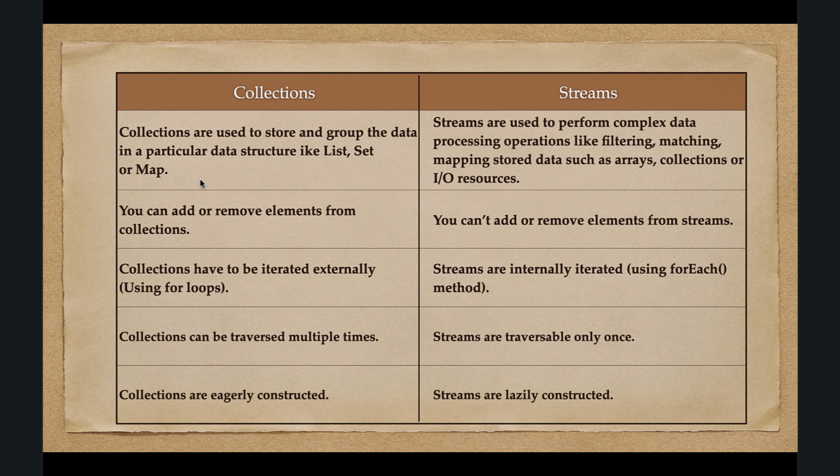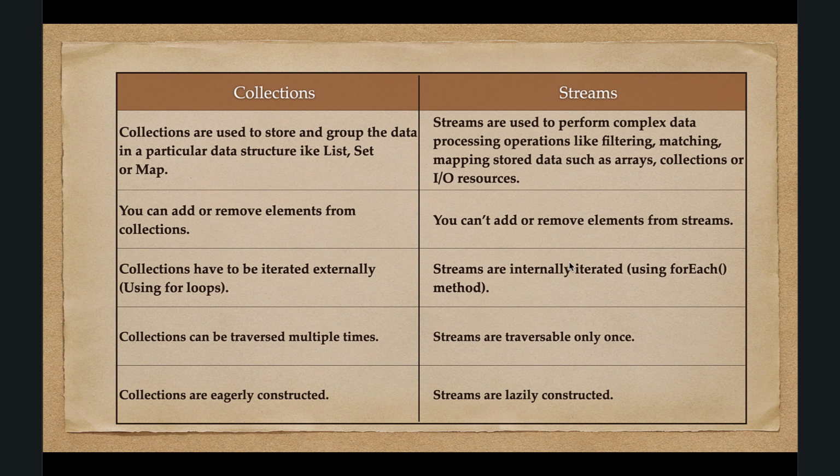Well, let's take a look into the next difference. Collections have to be iterated externally using for loops. On the other hand, streams are iterated internally using the forEach method. As we know, we can iterate over collections like list, set, map using for loops, right? We can use a for loop or a for each loop. On the other hand, on the stream, we can use the forEach method. I mean, we don't have to use a for loop to iterate over stream elements. Stream has its own iteration mechanism.